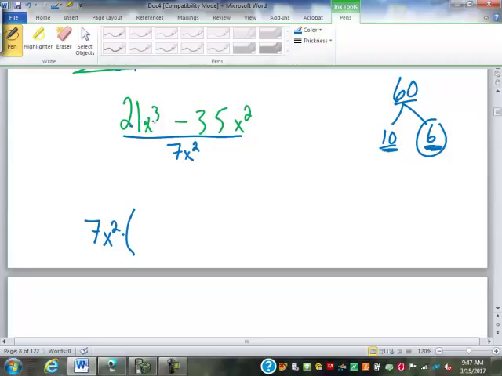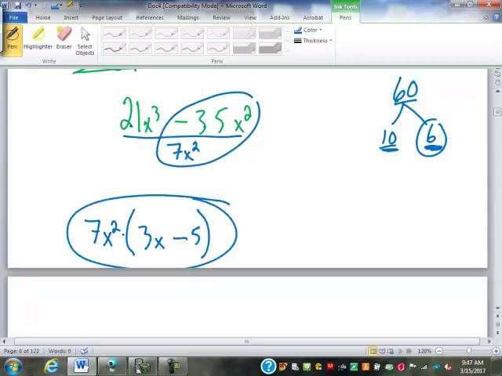What is 21x to the third divided by 7x squared? Well, 21 divided by 7, 3. X to the third divided by x squared is x. Negative 35x squared divided by 7x squared. Negative 35 divided by 7, negative 5. And x squared divided by x squared cancels out. So that's factored.